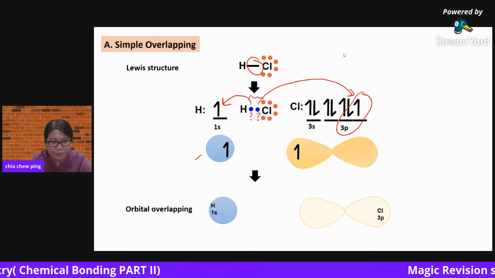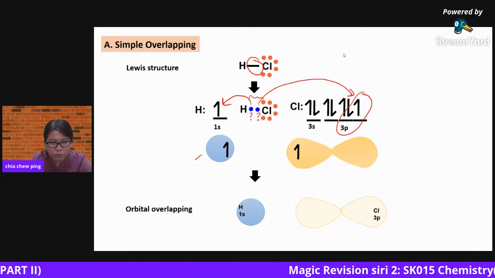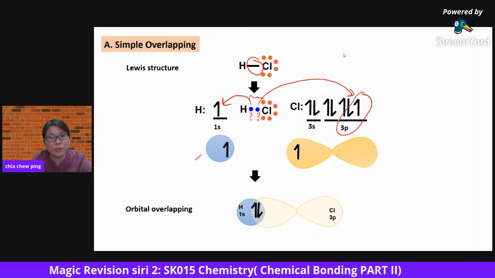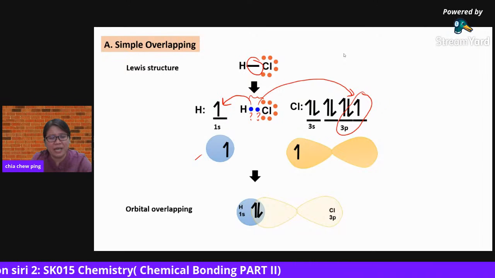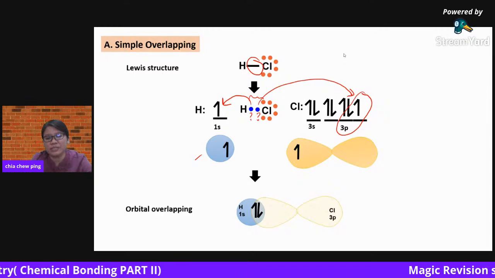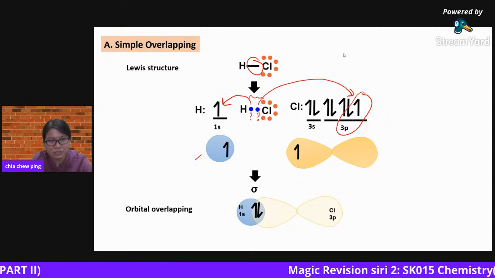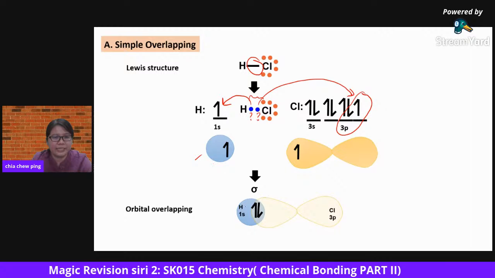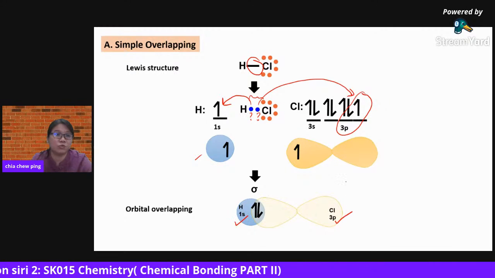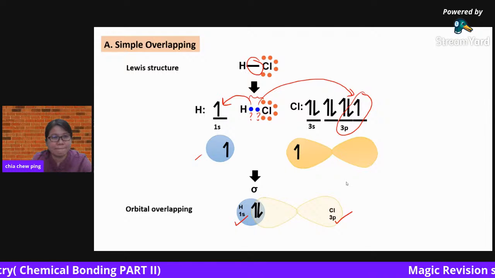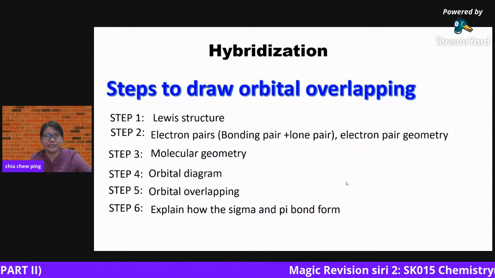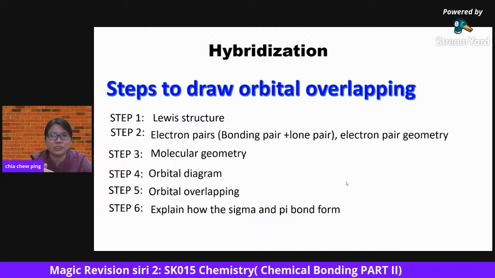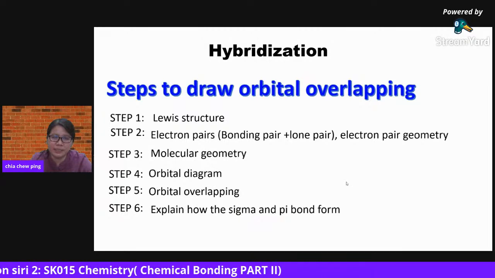So this is the orbital overlapping. When they cross together, we get end to end overlap, and then they form a shared pair of electrons with opposite spin. They must have opposite spin, and since the overlapping is end to end, it is called a sigma bond. So this is simple overlapping, where they use the original orbitals, let's say this is a 1s orbital and this is a 3p orbital. Now, after we discuss case A, I will discuss the concept of hybridization before we proceed to cases B, C, and D.